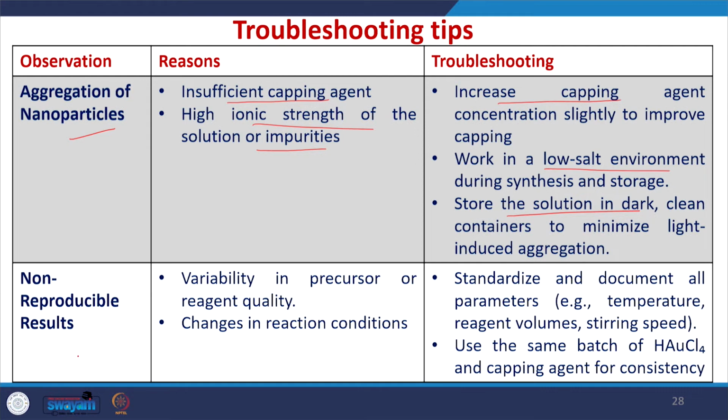And if you are not able to get the results properly, and you are getting non-reproducible results, it may be due to variability in precursor or reagent quality or changes in the reaction conditions. Standardize and document all the parameters, for example temperature, reagent volumes and stirring speed, so that you can follow that and understand at which step you are making a mistake. Use the same batch of metal precursor and capping agent for consistency.